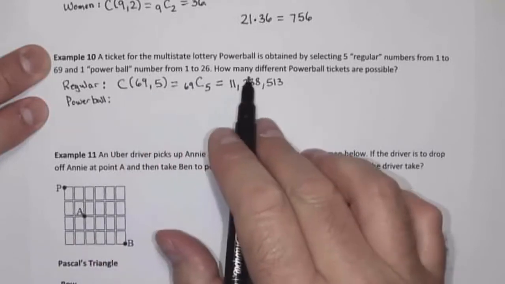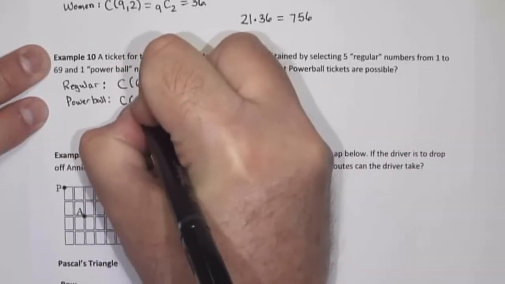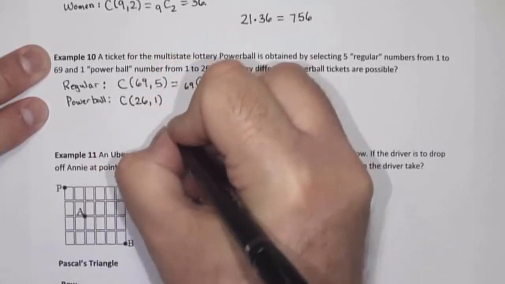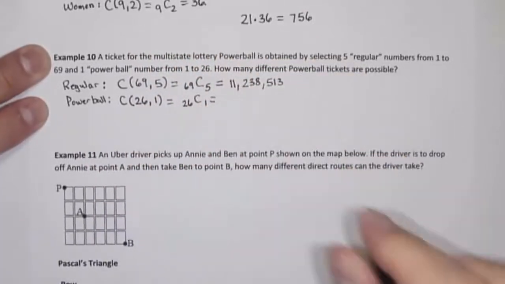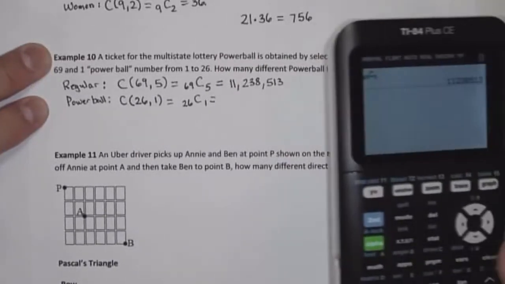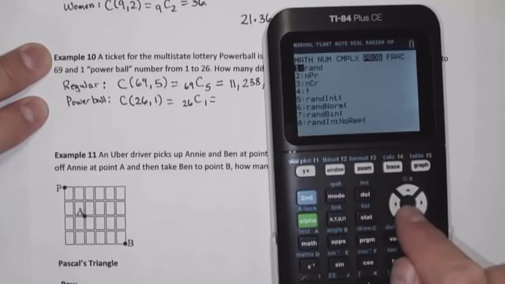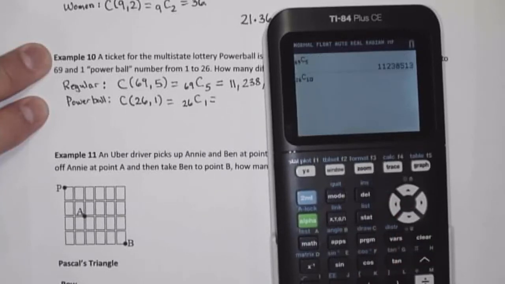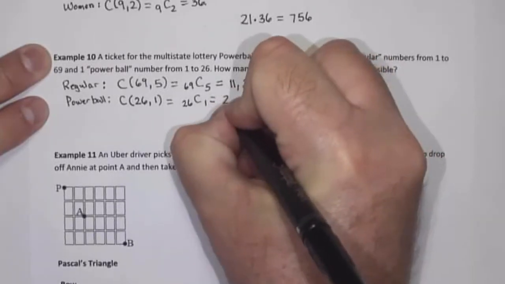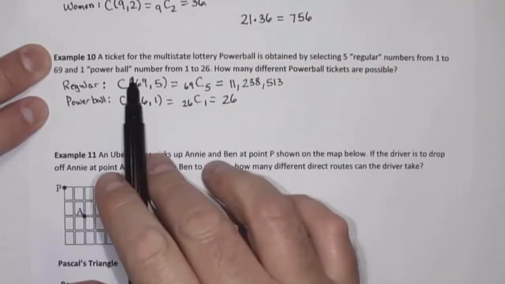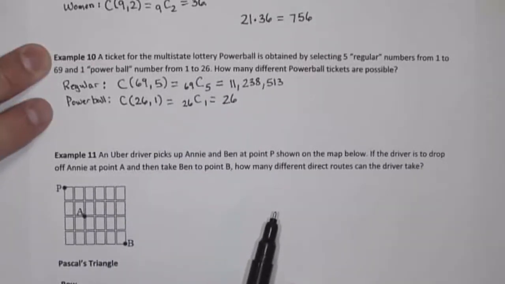Well, we're going to pick one number out of 26. So that would be a combination of 26 choose one. Again, we could use our other notation. Now I'm going to show you this on the calculator, but if I do 26 math probability combination choose one, that is 26. So hopefully that makes sense. You're picking one number out of 26, so there's 26 ways that could happen.